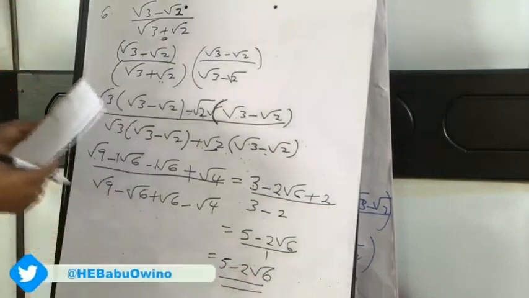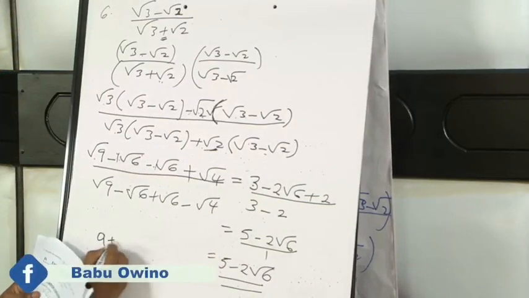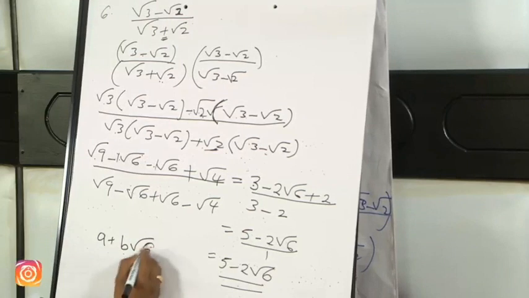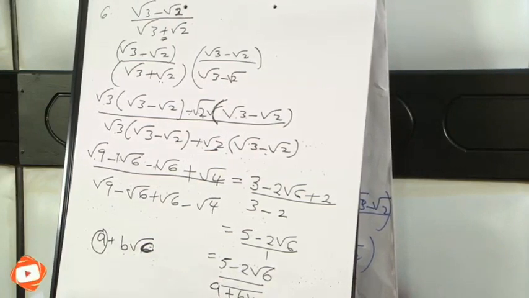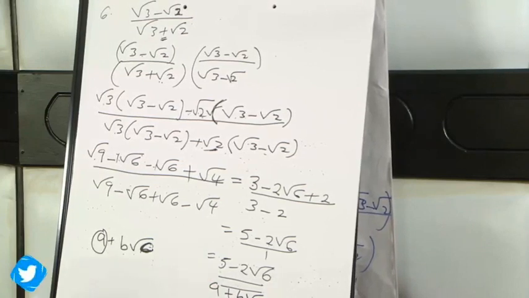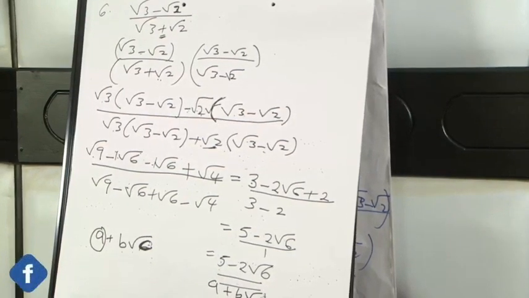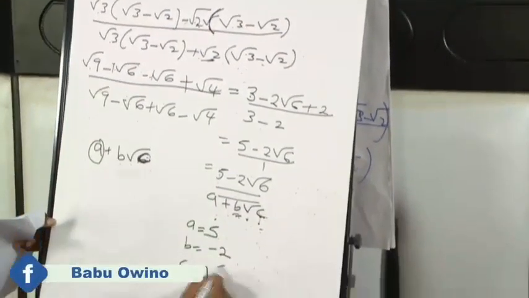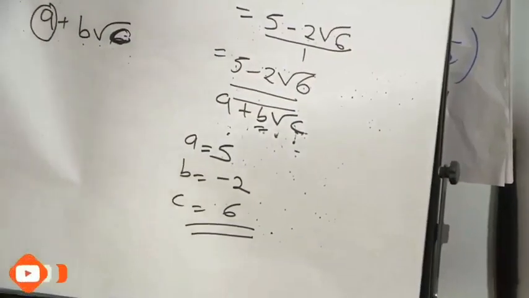This is our answer. But remember, we've been advised to write our answer in the form of a plus b root c. So our value of a, you just write a is 5. Tell the examiner that you know. Then b is minus 2. And then c is 6. So you finish, we finished with the surds.